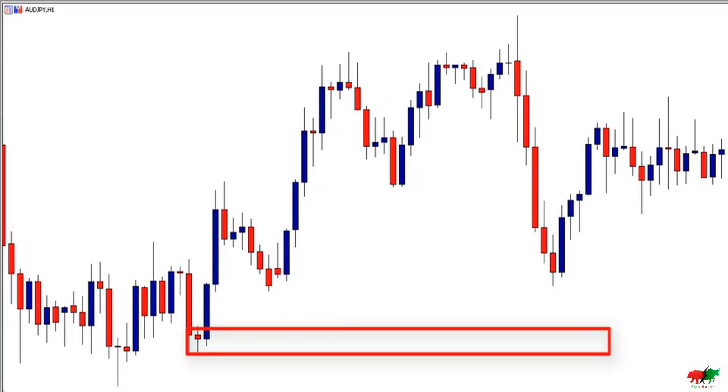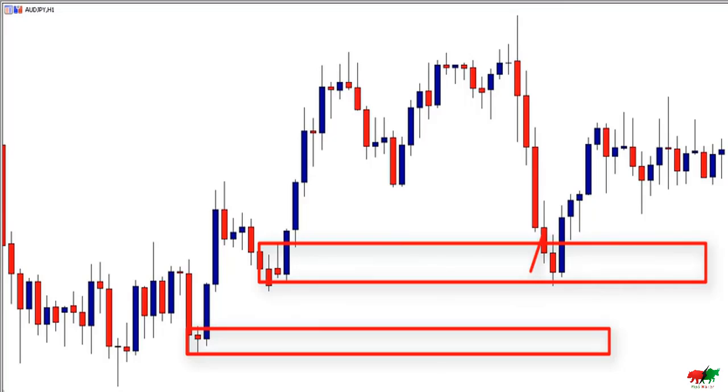This is the first test and the zone worked well because it was tested for the first time. We can still trade the zone if there is another test, but we should wait for a strong price action signal. So this is how we evaluate the freshness of the zone. Remember, a fresh zone offers the highest probability of a bounce. But the greater the number of times the zone is tested, the more likely it is to break.